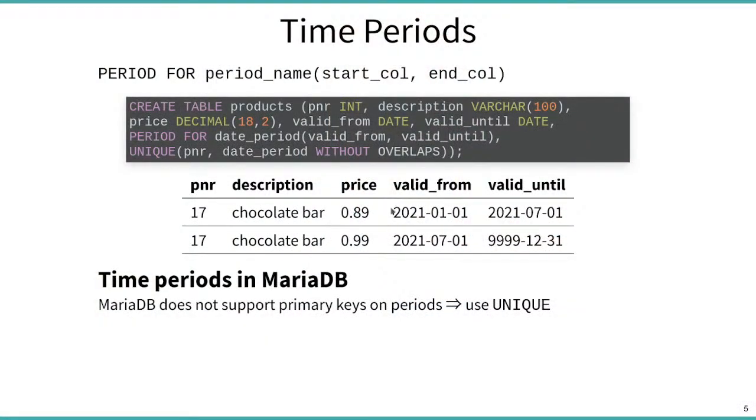So the chocolate bar costs 89 cents from 1st of January, and on the 1st of July it is 99 cents. So when you order it on the 30th of June in the evening, tomorrow in the evening, then you get it at the cheaper price.